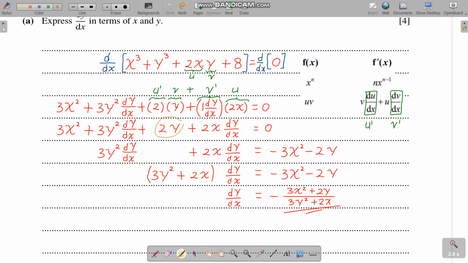So this is actually 2y, this is actually 2x dy/dx, and we can move these two to the right, so it's minus, and we can factor out the dy/dx, and we divide both sides by this term here, and we get the final answer. Okay, so we pull out the minus here. Make sure you know that this is the same as this one here.